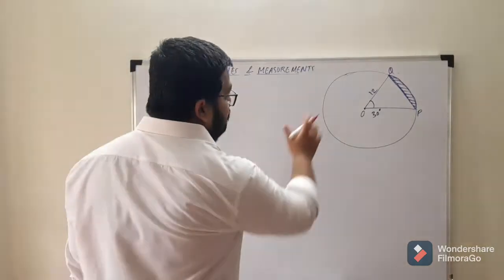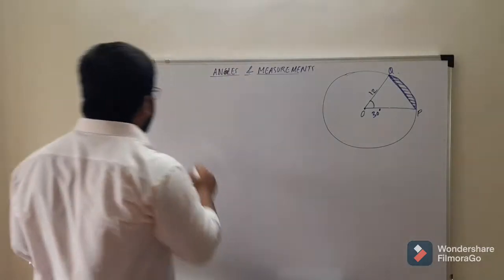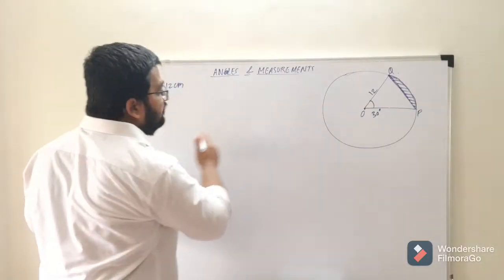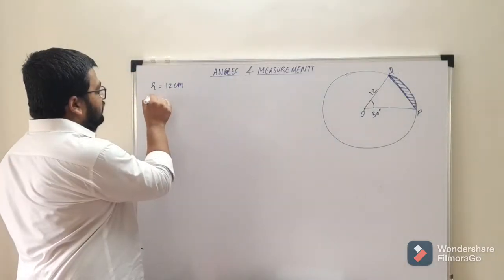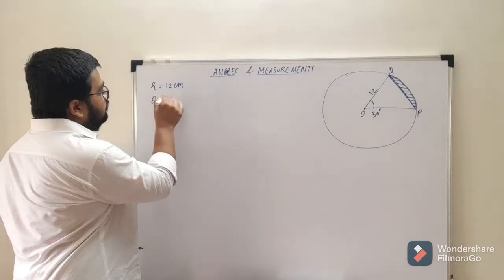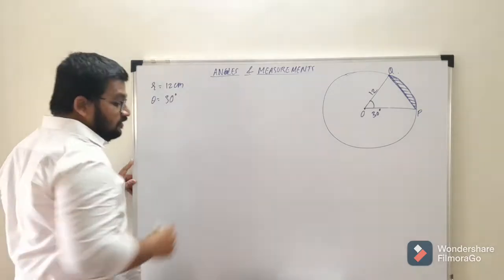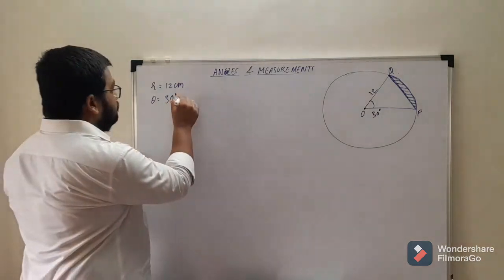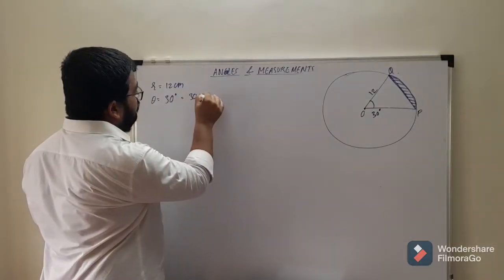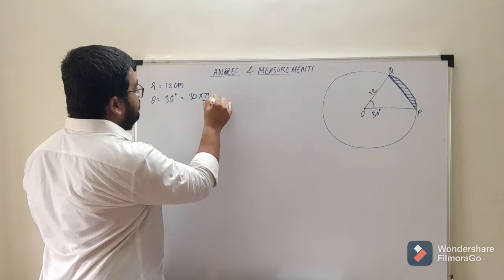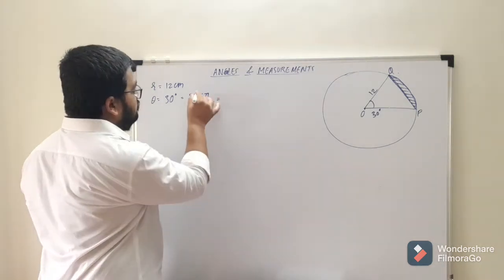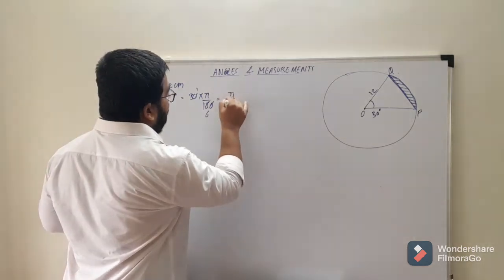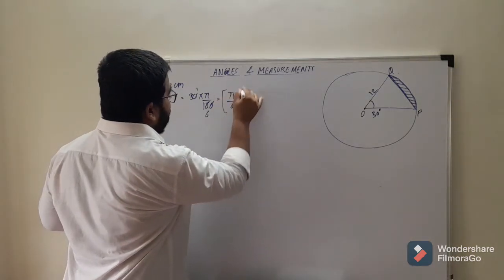Okay. So firstly they have given the radius is 12 centimeters. Okay. So we'll write down the radius is equal to 12 centimeters. After that the angle is 30 degrees. Again the angle theta is equal to 30 degrees. Now what we have to do, we will again convert this into radians. So 30 into pi by 180 is equal to pi by 6 radians.